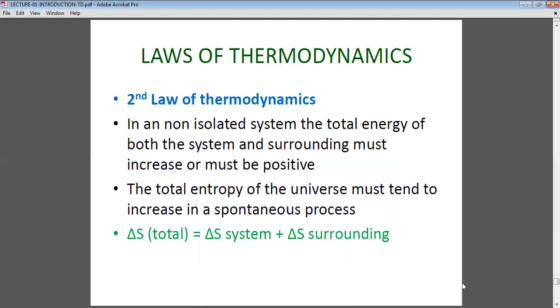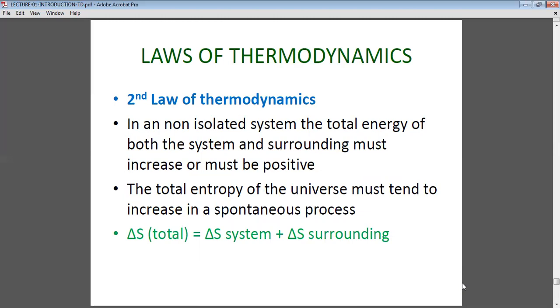Next, another point for the second law of thermodynamics: in a non-isolated system, there will be a transfer of energy in and out of the system, from the surroundings to the system or from the system to the surroundings. The total energy of both the system and the surroundings must be increased, or it must be positive. It should not be negative. Negative means there is a loss of energy.